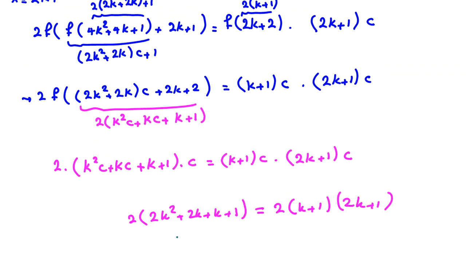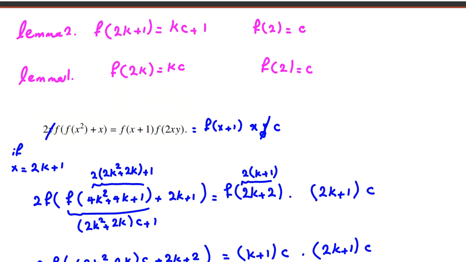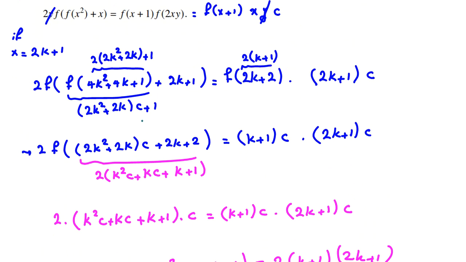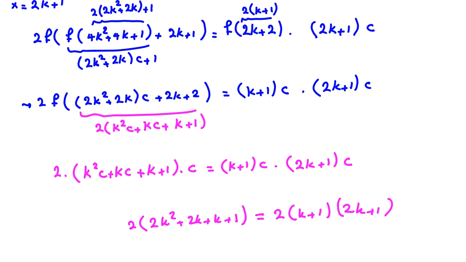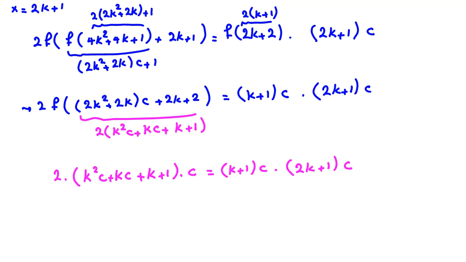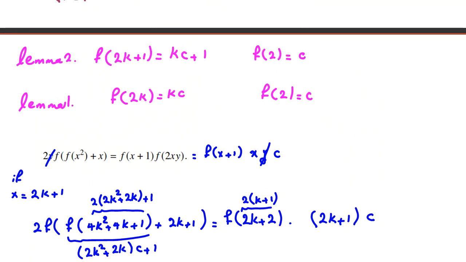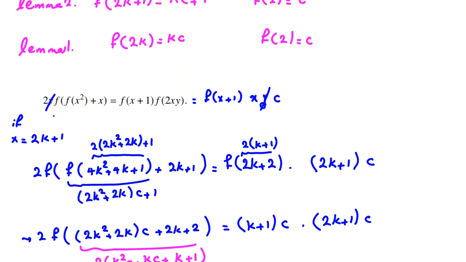Now, one thing that I should correct here: f of 2k plus 1 is kc plus 1. So here, I applied this plus 1, and let's see, okay, this one over 2 times c, and f of even numbers again is k plus 1 times c, okay? Let me tell you a trick for how you can check that your calculation is correct during the solution.